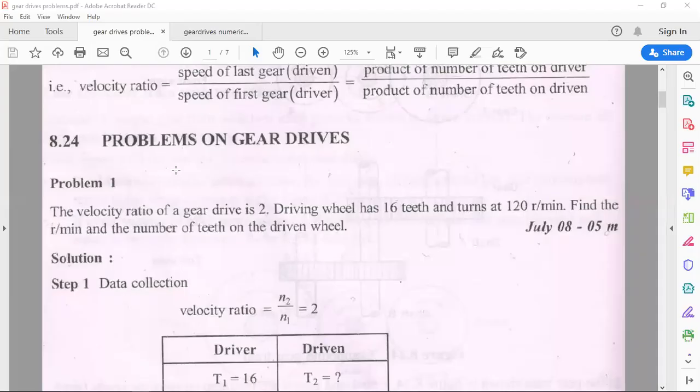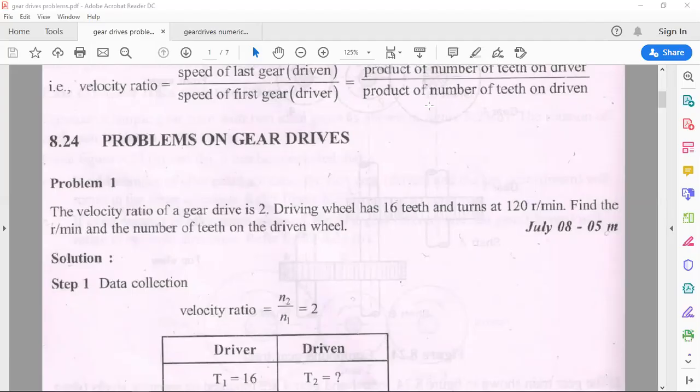Velocity ratio is defined as the speed of the driven divided by the speed of the driver. That is equal to the product of number of teeth on the driver divided by the product of teeth on the driven.